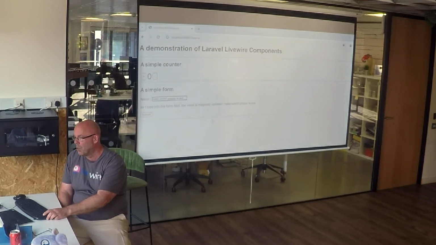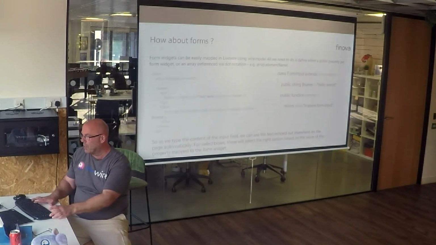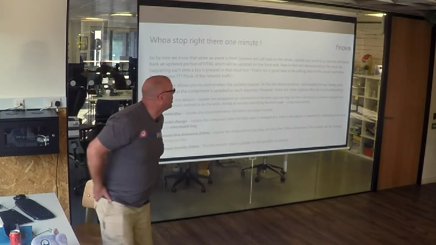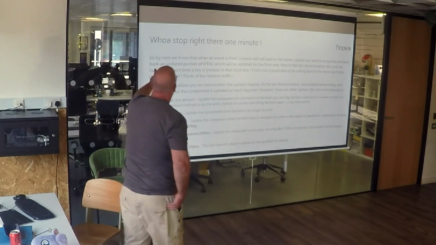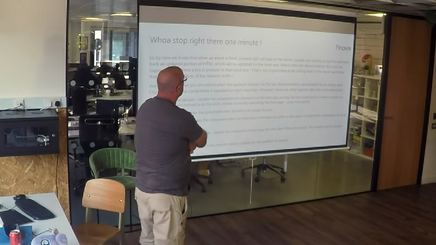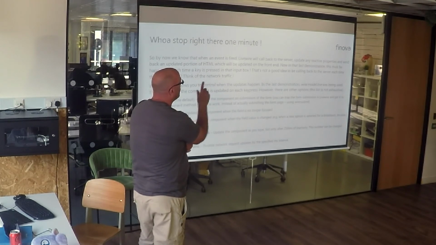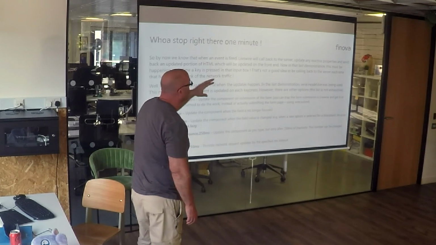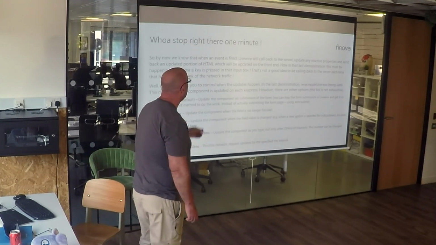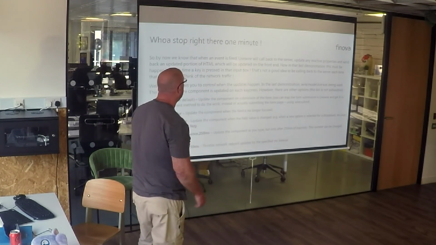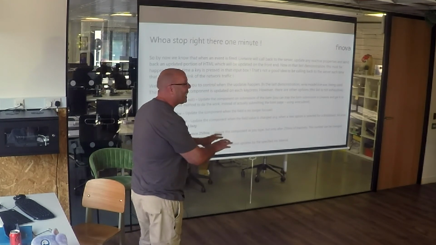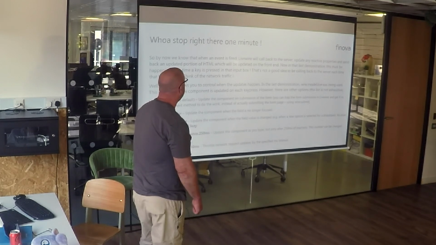Okay, so flicking back, we get to the stop right there, one minute. We said by now we know that when an event is fired, Livewire will call back to the server, update any reactive properties, and send back an updated portion of HTML, which will be displayed on the front end. Now, in that last demonstration, this must be happening each time a key is pressed, and you saw that. I was pressing the keys and it was updating as it goes.